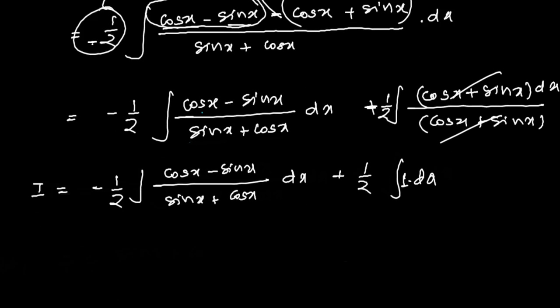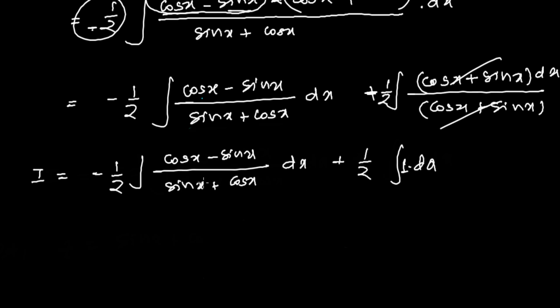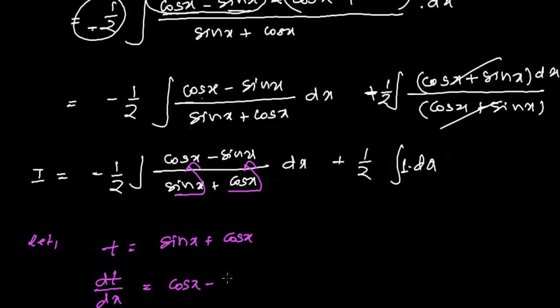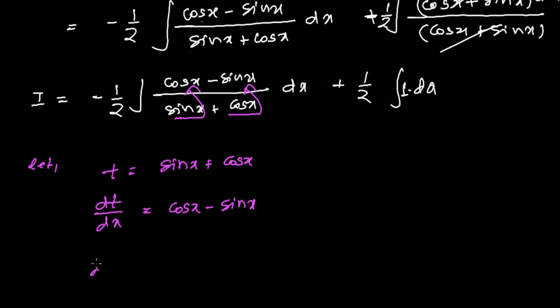And now we can substitute, because the derivative of sine x is present here, cosine of x, and the derivative of cosine of x is negative sine x, which is here. It means our new function t is equal to sine x plus cosine of x, and differentiation of t with respect to x will be cosine of x minus sine x, and the relationship we're going to build up is dt equals cosine of x minus sine x times dx.